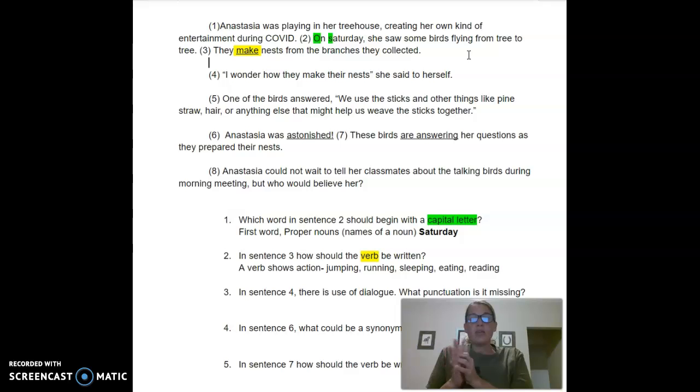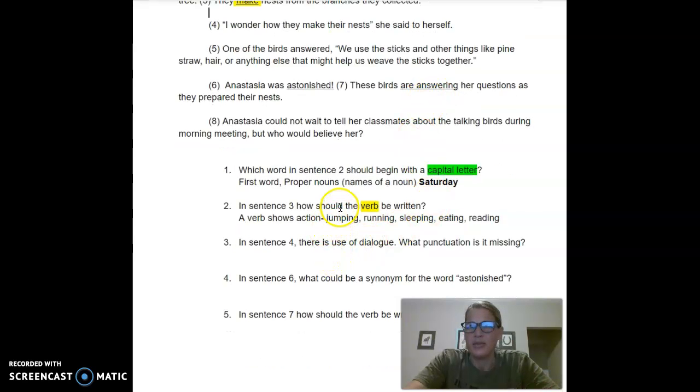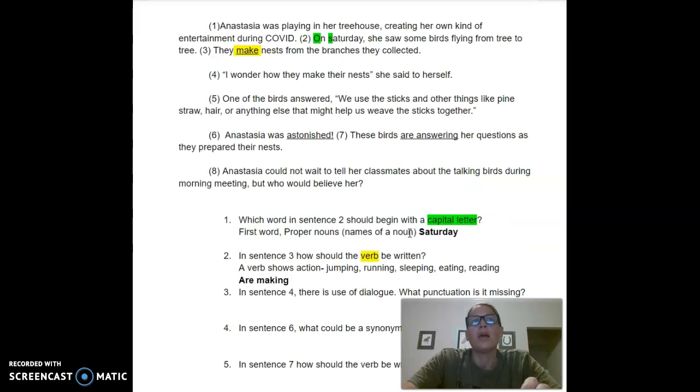And one way that we can do that is by also looking at other verbs in the sentence. They make nests from the branches they collected. So they collected the branches, and now they are making the nests, okay? So we need a helping verb with this word make. They make nests, they are making nests. So we have to add, it's called progressive tense, progressive verb. So we're going to say they are making it. So we add that word are making. Usually if you have the pronoun they, you would say they made. They made nests from the branches they collected. That would be past tense, but because it's happening now, we have to add the are making. I don't like that being capital.